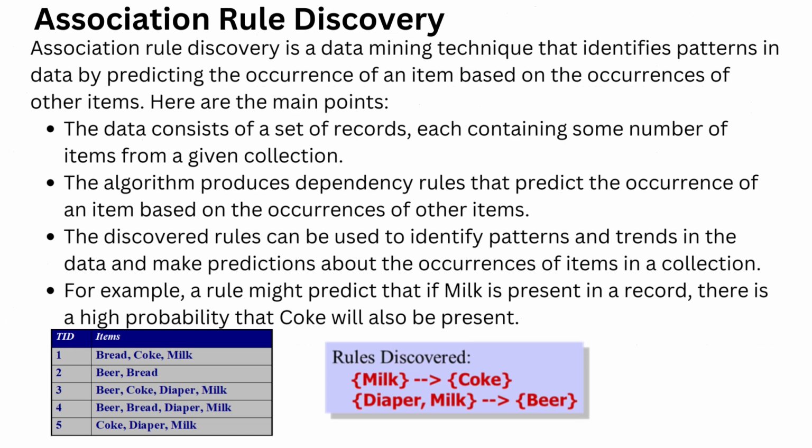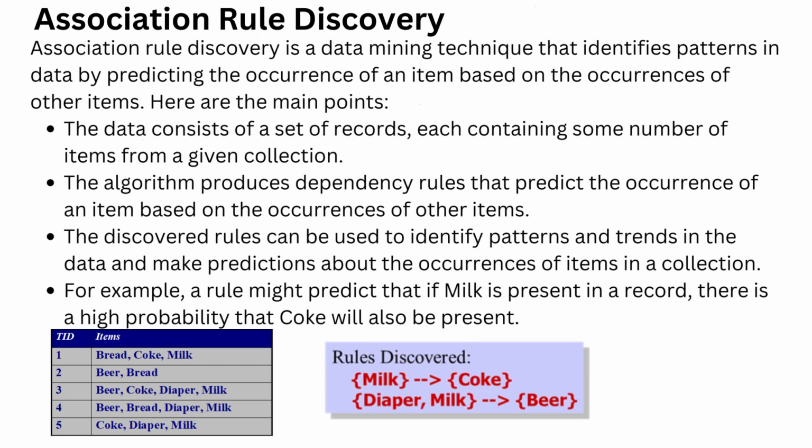The next data mining task we are going to look at is association rule discovery. Association rule discovery is a data mining technique that identifies patterns in data by predicting the occurrence of an item based on the occurrence of other items. The data consists of a set of records, each containing some number of items from a given collection. A rule discovery algorithm produces dependency rules that predict the occurrence of an item based on the occurrences of other items. The discovered rules can be used to identify patterns and trends in the data and make predictions about the occurrence of items in a collection.